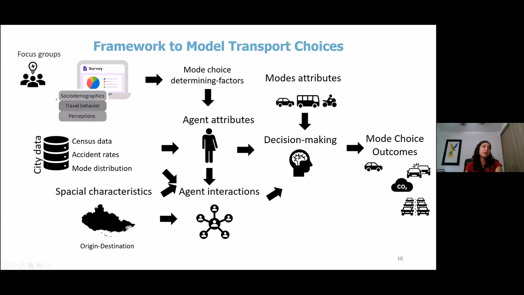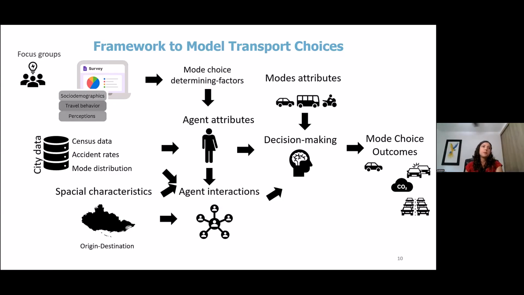We, as I mentioned, we applied some qualitative tools, and we started by conducting some focus groups because we wanted to understand how people think about the transport systems, and that helped us to better design a survey that we implemented in some Colombian cities. And this survey gave us inputs to determine the influencing factors in the mode choice. And then those factors were incorporated in the model as agent attributes.